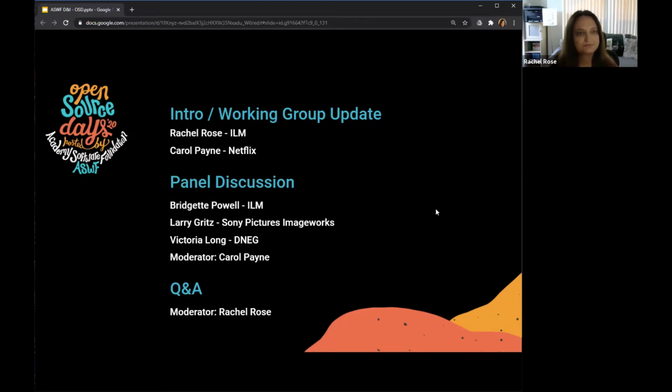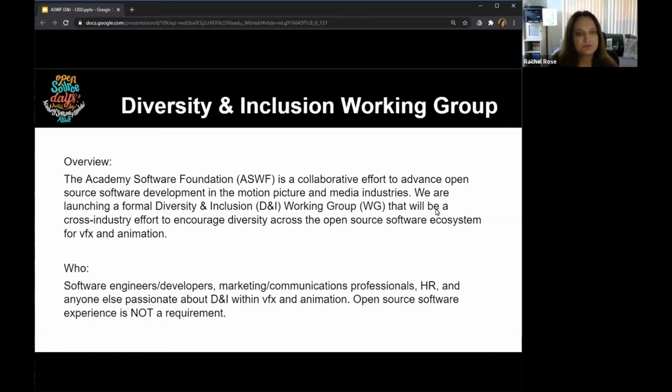The ASWF formed this group as a collaborative effort to advance open source software development in the motion picture and media industries. This is really a cross-industry effort and includes everyone who is interested in open source software and in improving the diversity and inclusion across open source software, as well as within the VFX and animation industries. It includes anyone who is interested in joining the working group. It does not have to be someone who is necessarily a programmer, though that is obviously also a great thing, but it can be anyone who is interested in furthering this cause for diversity and inclusion.